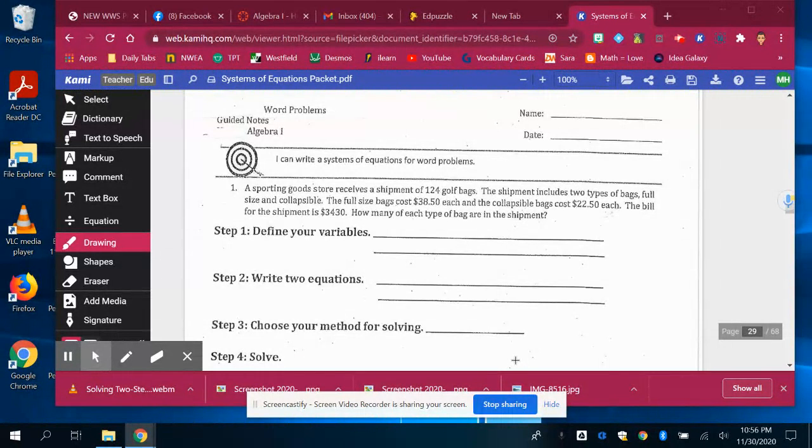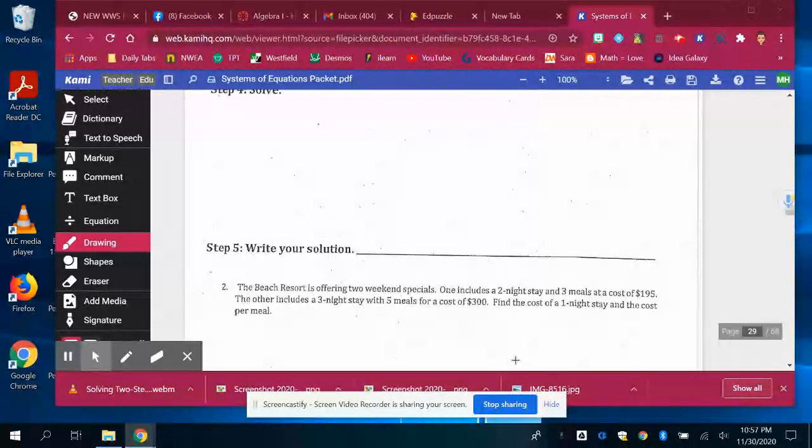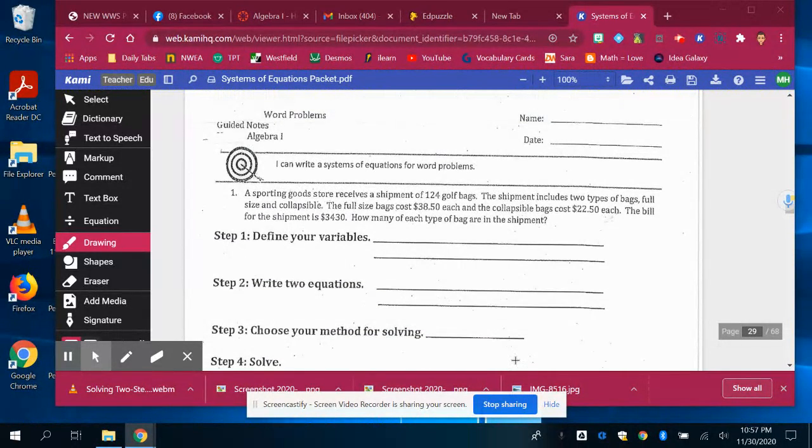We have already done a little bit of solving equations with word problems, but I haven't really talked about the steps that I would like to see. One step is to define your variables. Our next step is to write our two equations. Your next step is to choose your method for solving. So you want to get your equations to the point where you can solve. And then, of course, solve. And then finally, step 5, I want you to write your solution. I've talked a little bit about that, but I want you to write a complete sentence for your solution. I'll be looking for those.